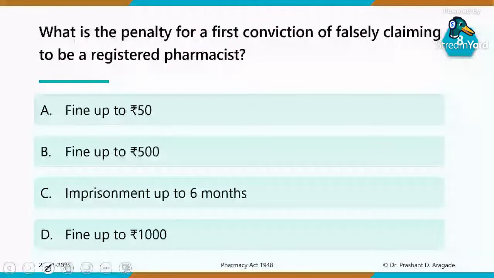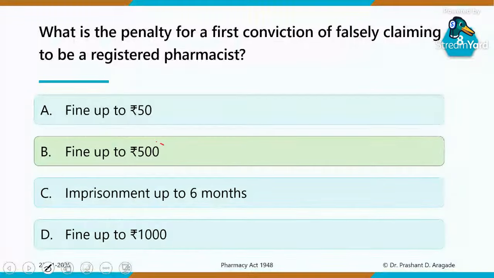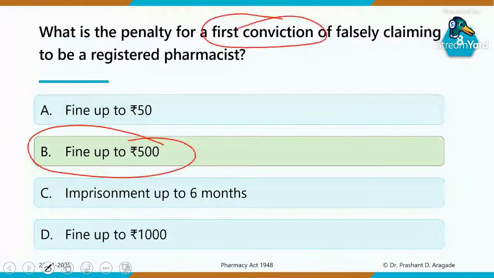The correct answer is a fine up to 500 rupees for the first conviction of falsely claiming to be a registered pharmacist. So the correct option is B.